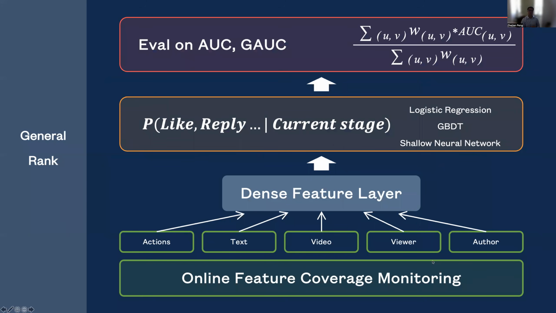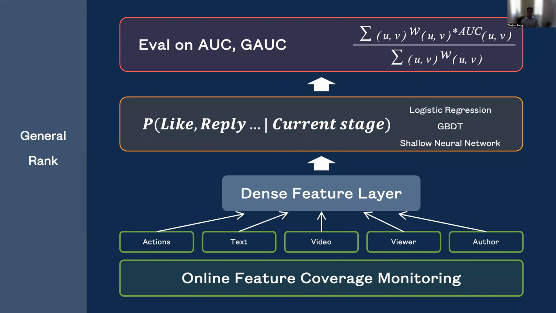So the general ranking stage is usually a relatively simple model, such as logistic regression or GBDT or shallow neural network. For our use case, we used GBDT. For the general ranking model, we gather online features containing user actions, text features, which are NLP scores, and video features, which are scores produced by the video models.